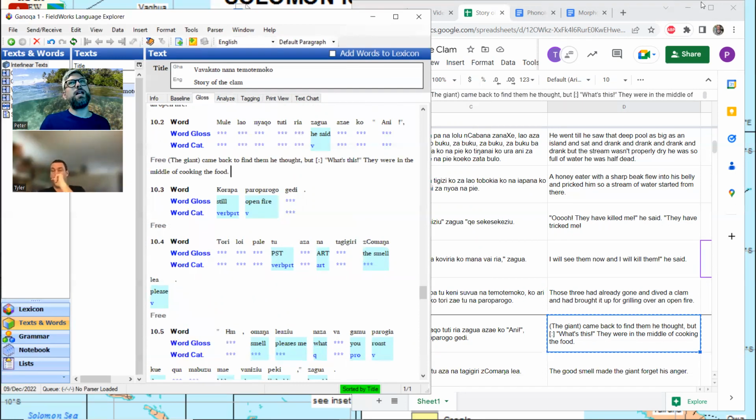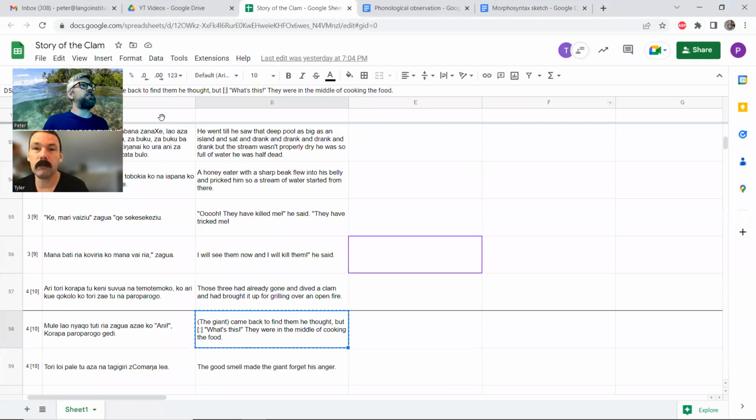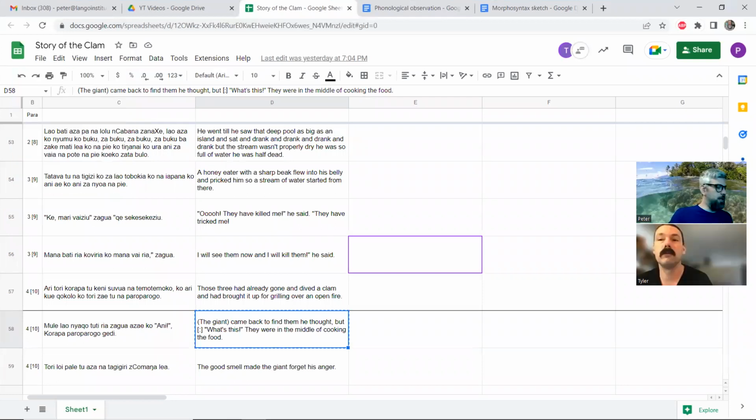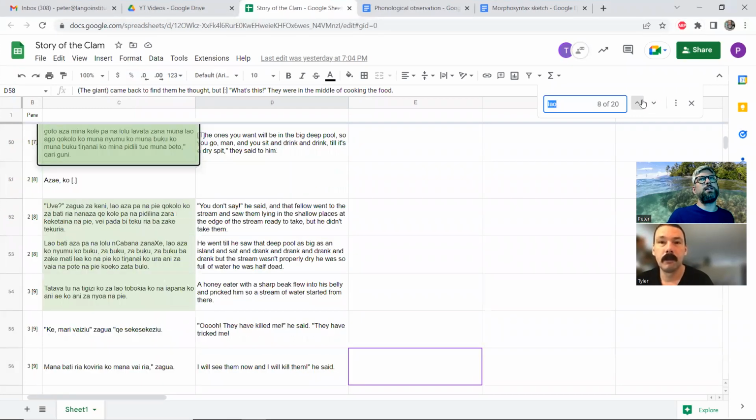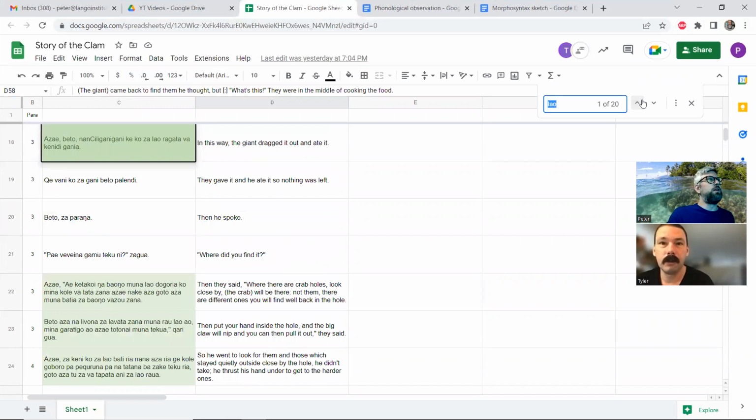And maybe it'd be a good time to pause our translation and look at our story of the clam. And let's look up all the Lao words right quick. Okay. So there's 20 of them. Let's go to the first one, I guess. Maybe embedded in other words. We'll see. Okay, no, there it is on its own.